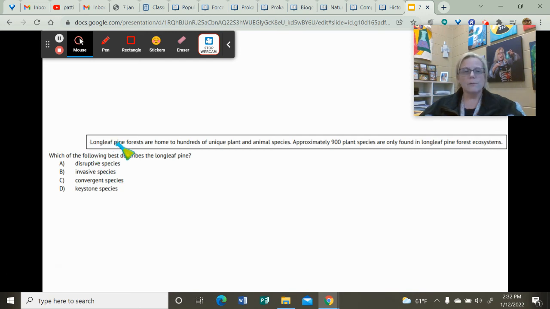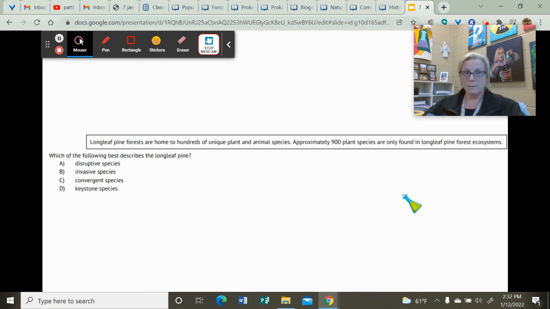All right, another one, very similar to the one we had before. Longleaf pine forests are home to hundreds of unique plant and animal species. Approximately 900 plant species are found in longleaf pine forest ecosystems. So, which of the following describes the longleaf pine?